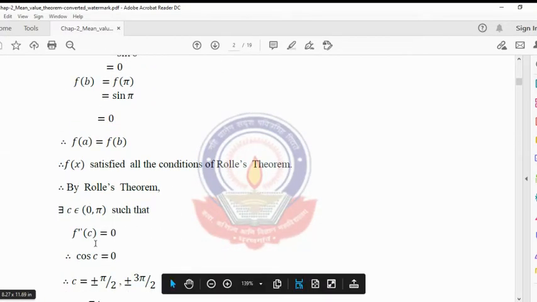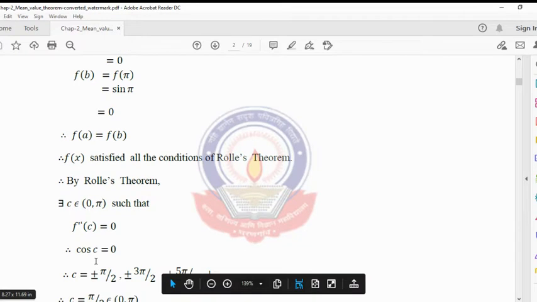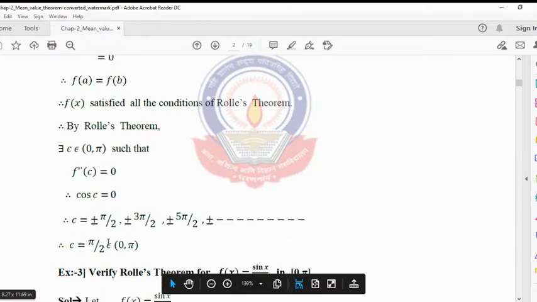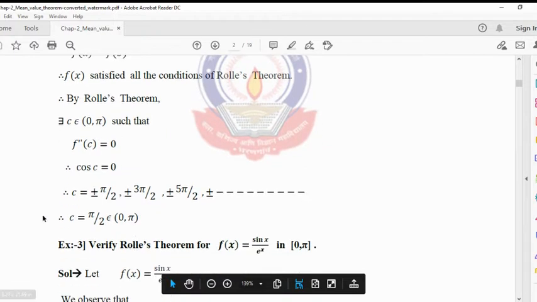And for what value of c do we get cos c equal to 0? The value of c must be plus or minus pi by 2, plus or minus 3 pi by 2, plus or minus 5 pi by 2, and so on. But only the value c is equal to pi by 2 lies between 0 and pi. So c is equal to pi by 2 belongs to the open interval (0, pi). So hence Rolle's theorem is verified.